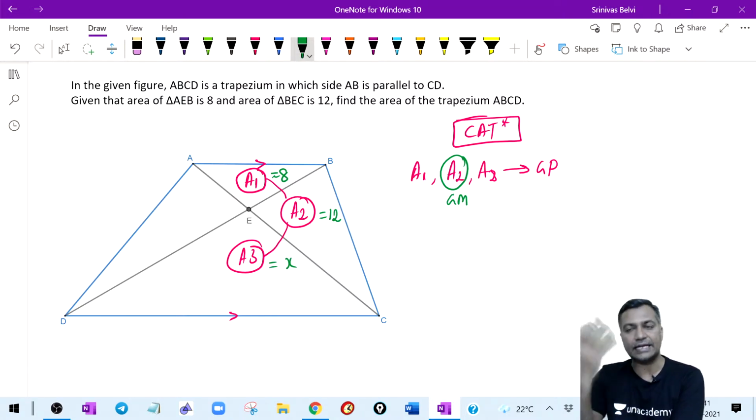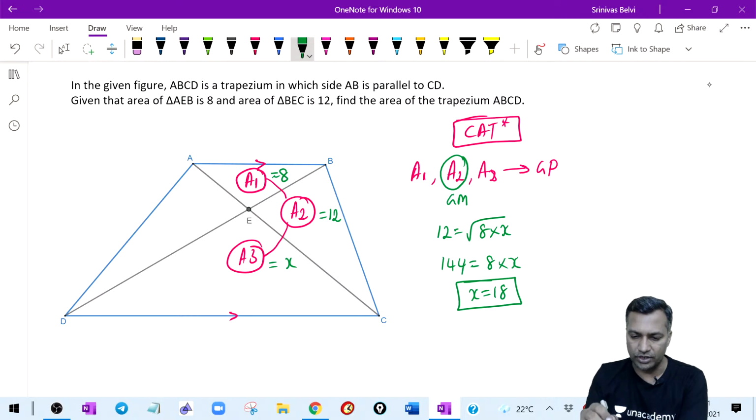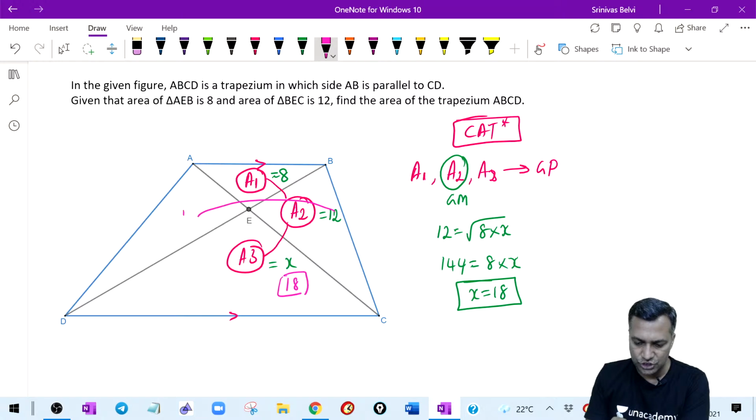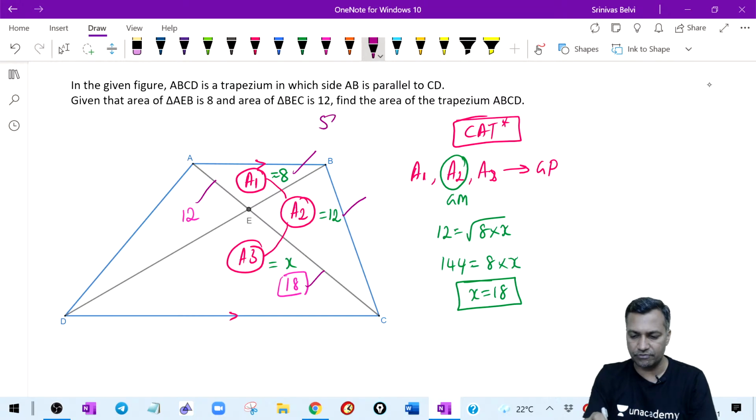Let the value of A3 be X. Therefore 12 is nothing but the square root of 8 into X. In other words, 144 is equal to 8 times X, because A2 is the geometric mean. Hence X is equal to 18 units, 144 divided by 8. So this is 18. And I already know that if this is 12, this is also going to be 12. Add up all these pieces: on one hand you have 8, then 12, then 18, then 12. Add the 4 triangles, which will become 50 square units.